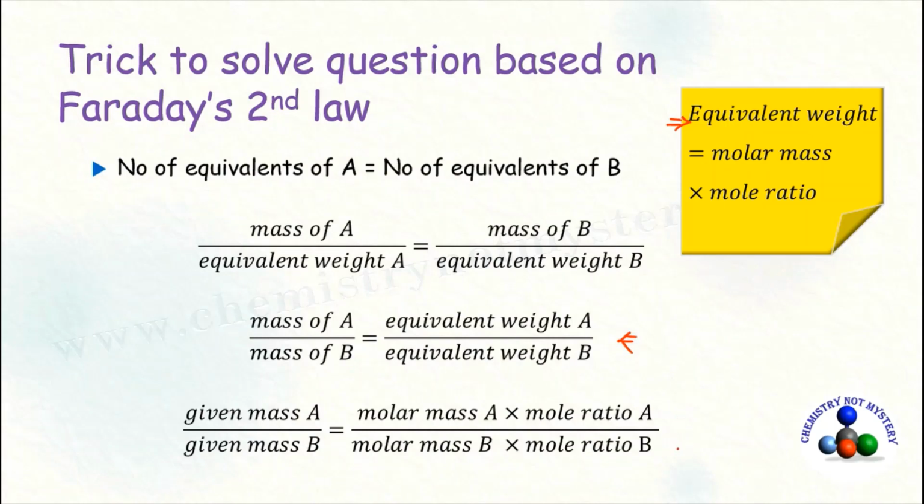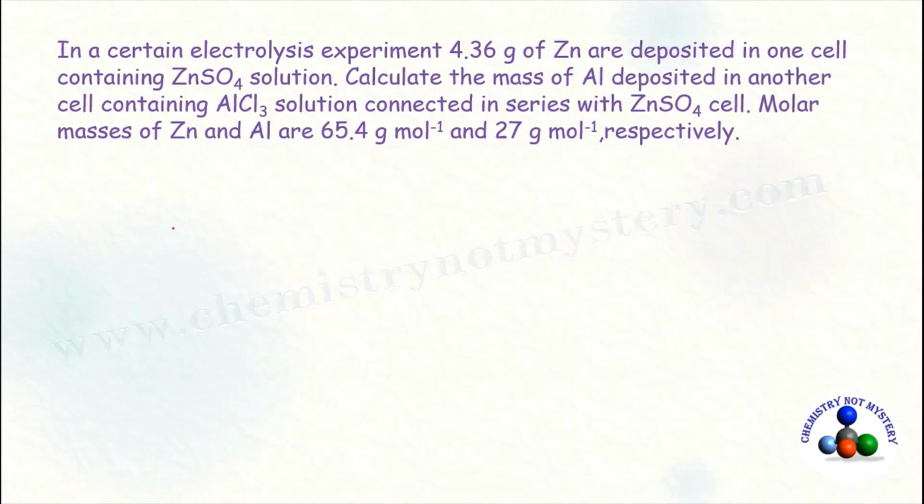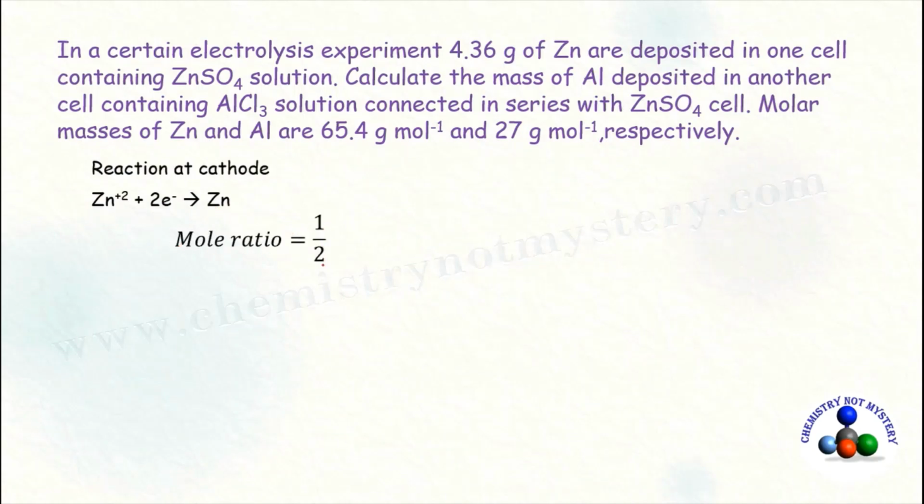By using this formula, let's try to solve the previous question. First of all, write the reaction that takes place at the cathode for both the cells. So here you will get Zn2+ plus 2 electrons gives zinc. Mole ratio for this reaction will be 1/2, as we have calculated earlier. Now write the reaction that takes place at the other cell. So you will get Al3+ plus 3 electrons gives aluminium. Mole ratio for this equation will be 1/3.